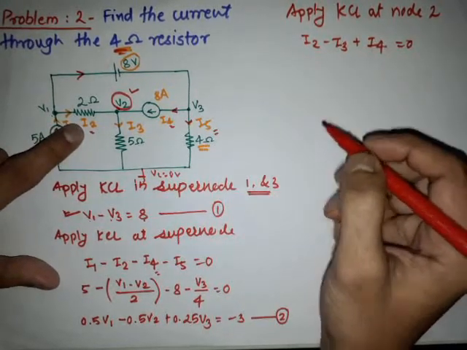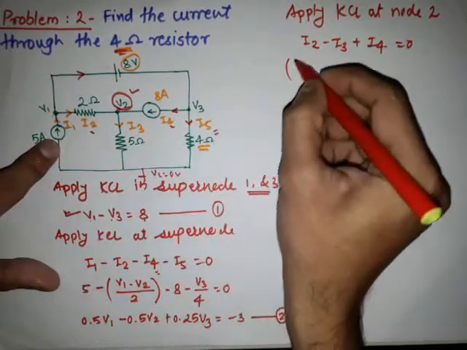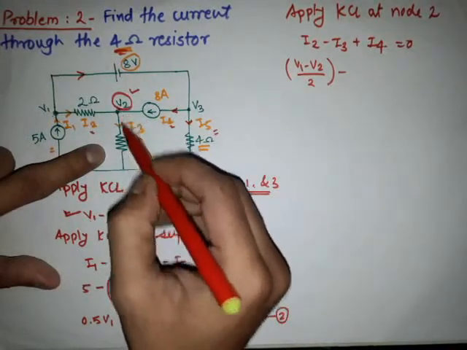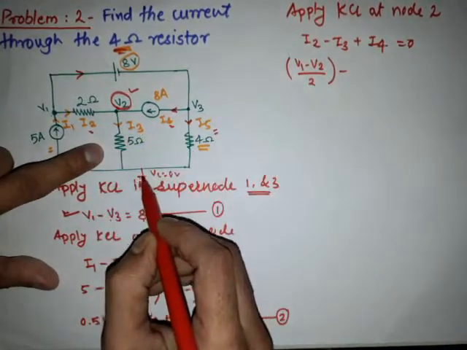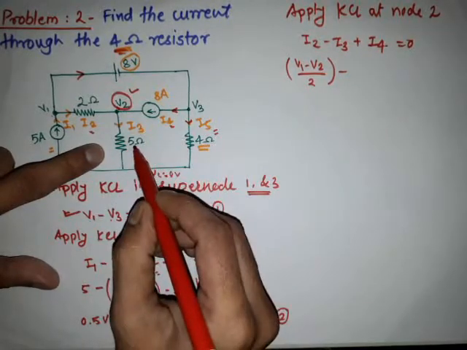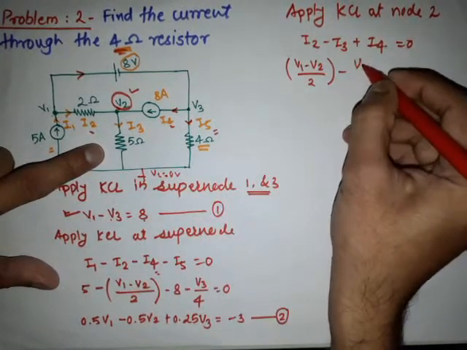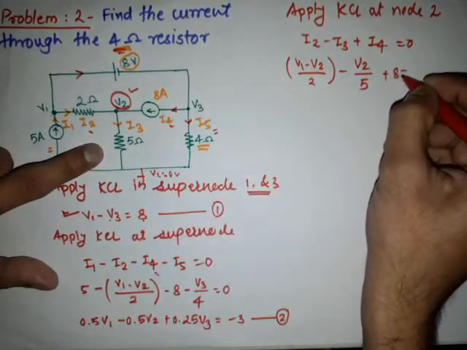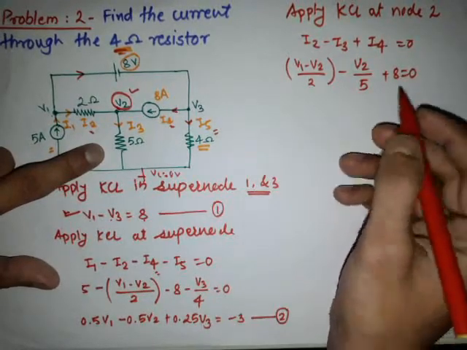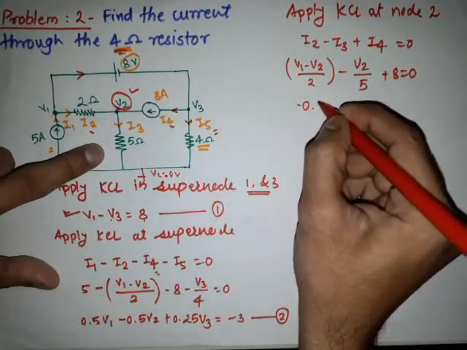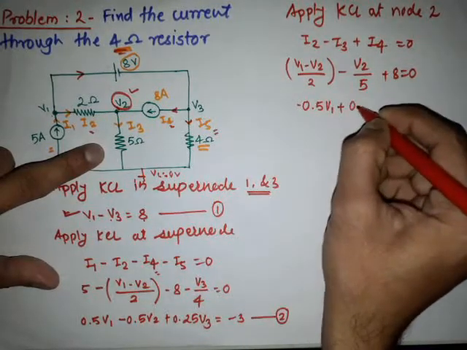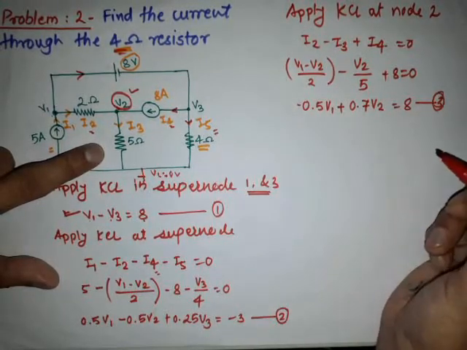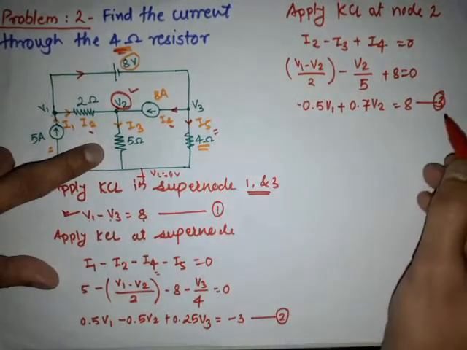Then the equation for I2 is V1 minus V2 divided by 2, minus I3. I3 has the equation V2 minus the reference voltage, which is 0, so V2 minus 0 divided by 5, or simply V2 divided by 5. Plus I4, which is given as 8, equal to 0. By solving this, we get the final equation: minus 0.5 V1 plus 0.7 V2, which is equal to 8. Suppose this is the third equation.